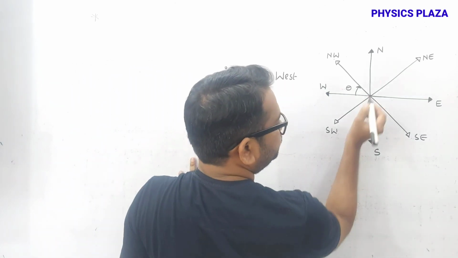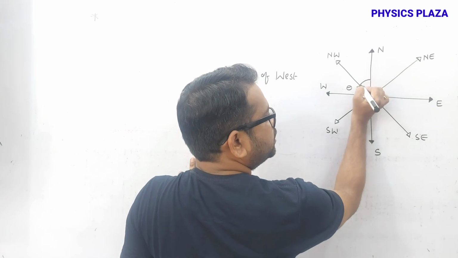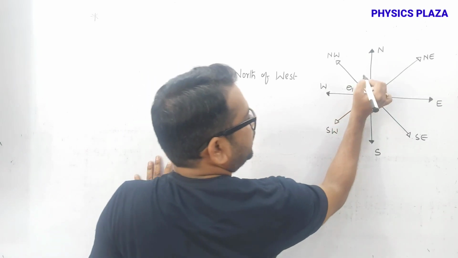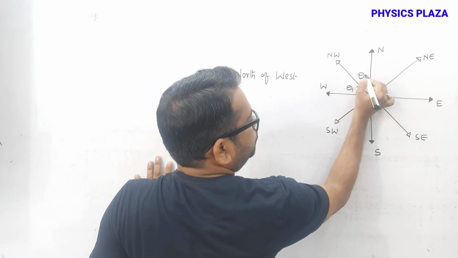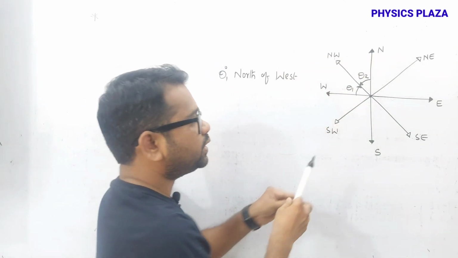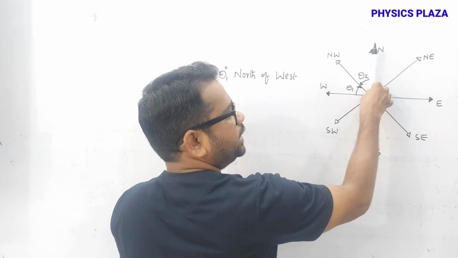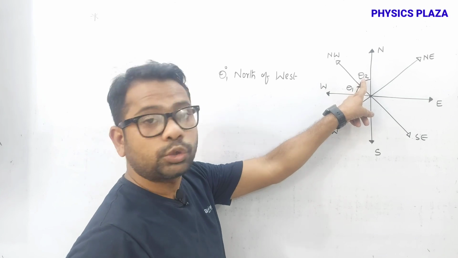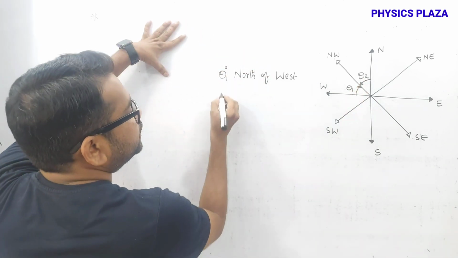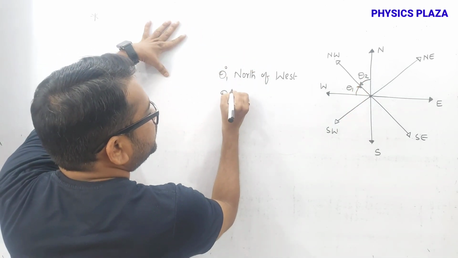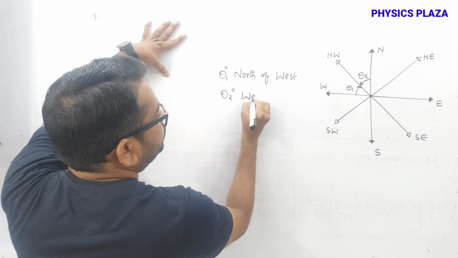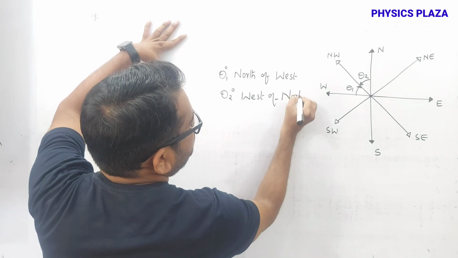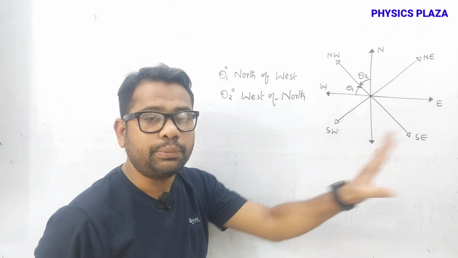Suppose this will be like this. So from here to here you move, let us say theta 1. Let us say it is theta 2, which means already one vector is here towards north. It is moved towards west with an angle theta 2 degrees. Then how to read that here? Theta 2 degrees west of north. Children, it's very important to understand.